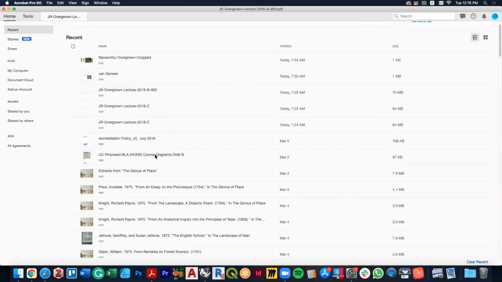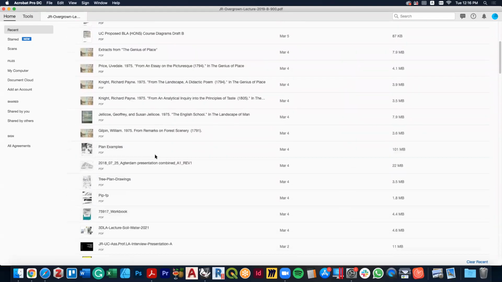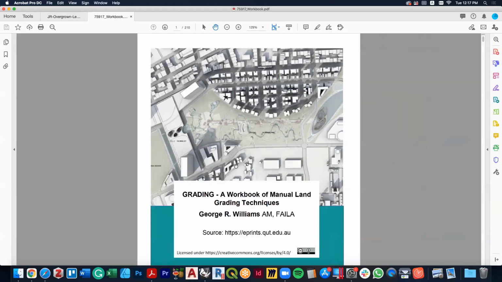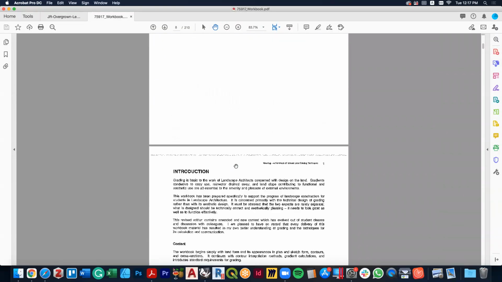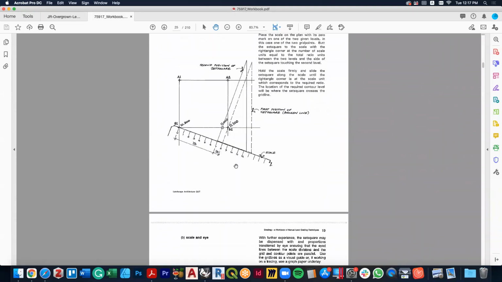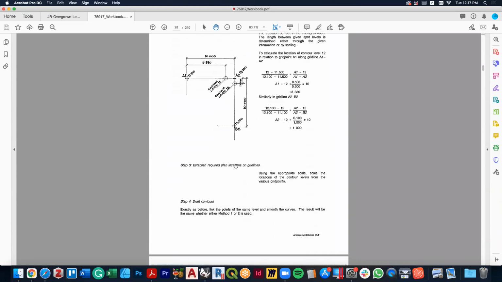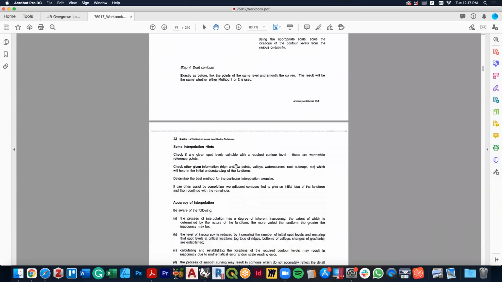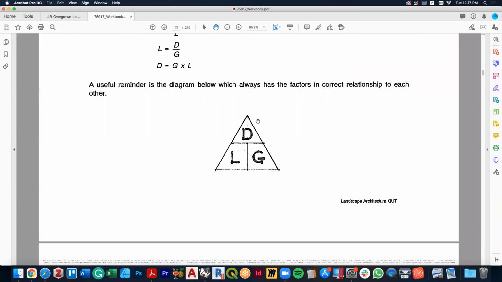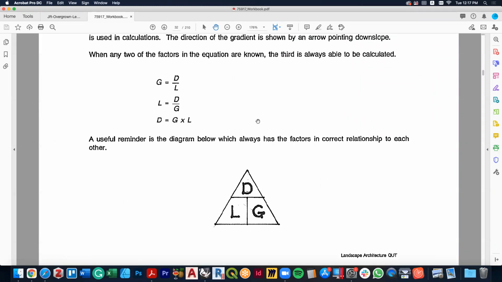Where is George's fabulous book? There it is. And so if I go through here, I'm working with the most simple of calculators, which of course is the DLG triangle. I use this all the time, and I think it's the most useful way to remember it. Remember your own mnemonic to do it.